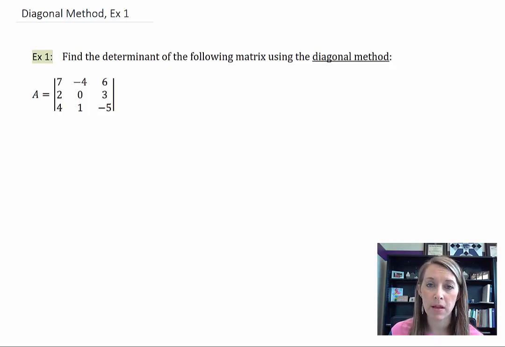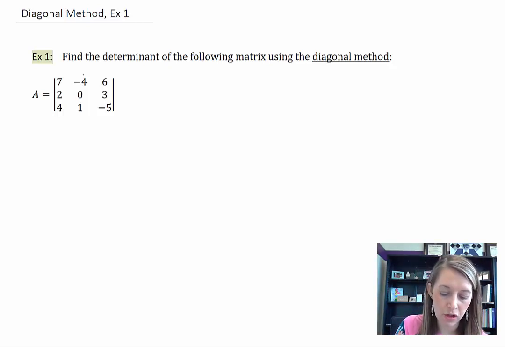This one's called the diagonal method. This one is my favorite method because I think it's the easiest to memorize and I think it's the easiest to do the computations with as well. So in the diagonal method, the very first thing that we're going to do is copy the first two columns down next to this here on the right. So 7, 2, 4, and negative 4, 0, 1.